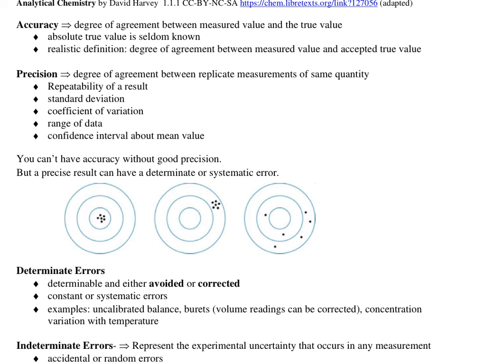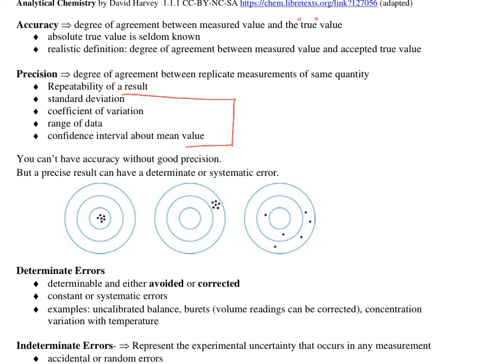We need to be careful to discriminate between accuracy and precision. Accuracy is the degree of agreement between the measured value and whatever the accepted true value is. The true value is seldom known, but often we have a gentleman's agreement as to what we can accept as the true value. Precision is the degree of agreement between replicate measurements of the same quantity. It has to do with repeatability.